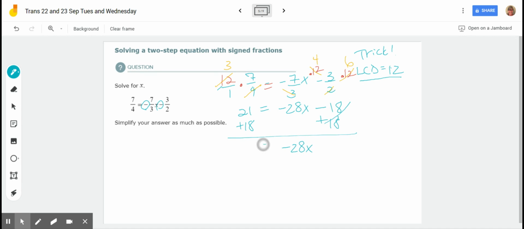Bring down the 28x. Add these two together, they're the same sign. Add, keep the sign. Divide by negative 28, and that is your answer. Positive divided by negative, bring it to the top. Don't leave the negative on the bottom. Bad form. There we go. Next problem.